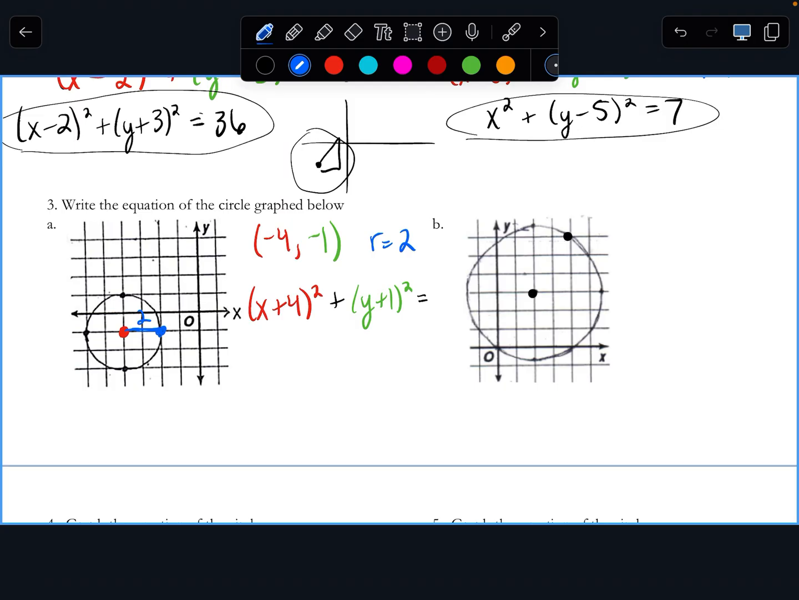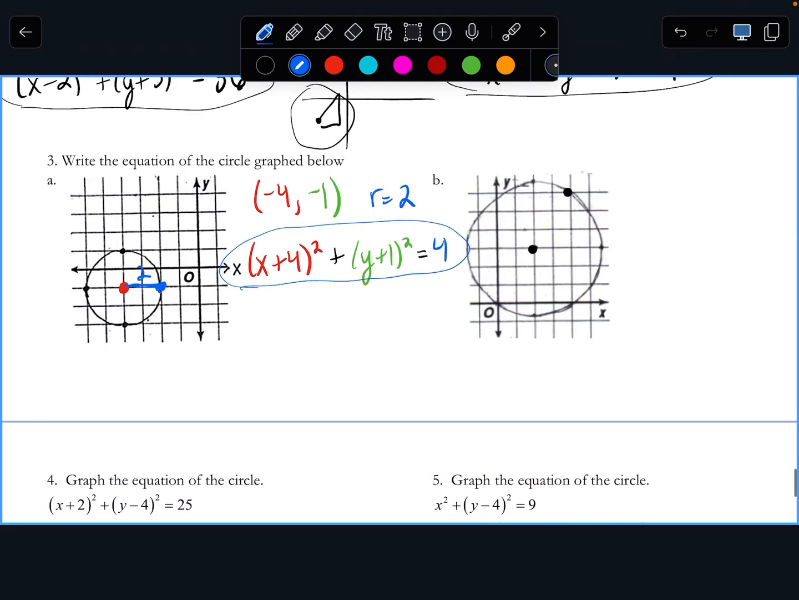Equals, and then 2 squared is 4. And this would be like the full answer. So it's like a super long equation. You should see the ones for ellipses, they're called, and hyperbolas. Doesn't that sound fun? So yeah, they get crazier.